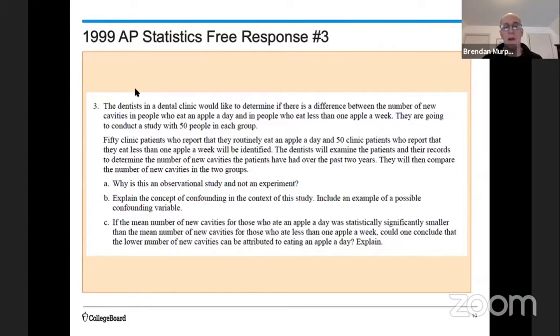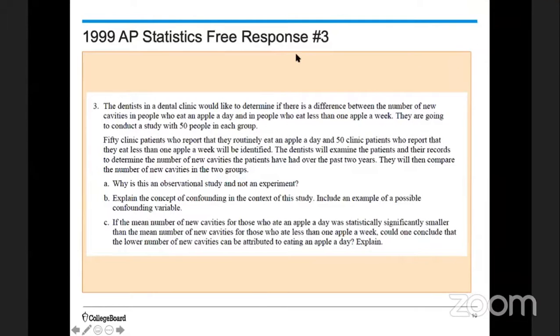The dentist will examine the patients and their records to determine the number of new cavities the patients have had over the last 2 years. So at first I was thinking maybe this is an experiment, and now I'm leaning more towards an observational study. It feels like we've identified some people and the dentists have just looked at their records and made some notes or something. They will then compare the number of new cavities in the 2 groups. Just going to switch over to my overhead. We'll take a look at the same problem.